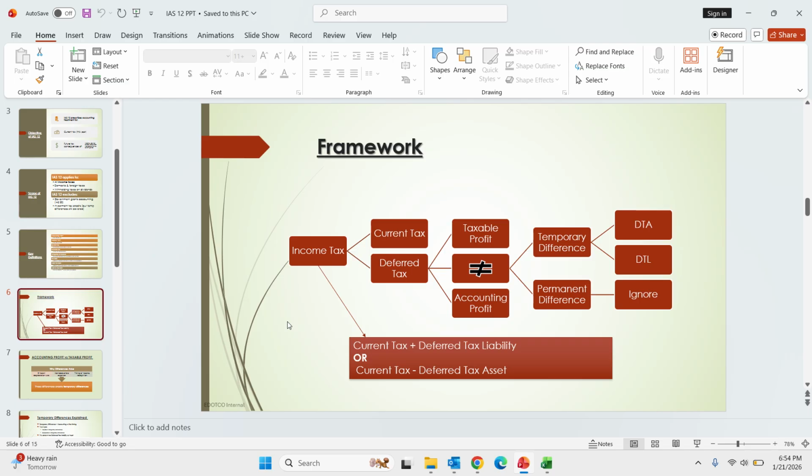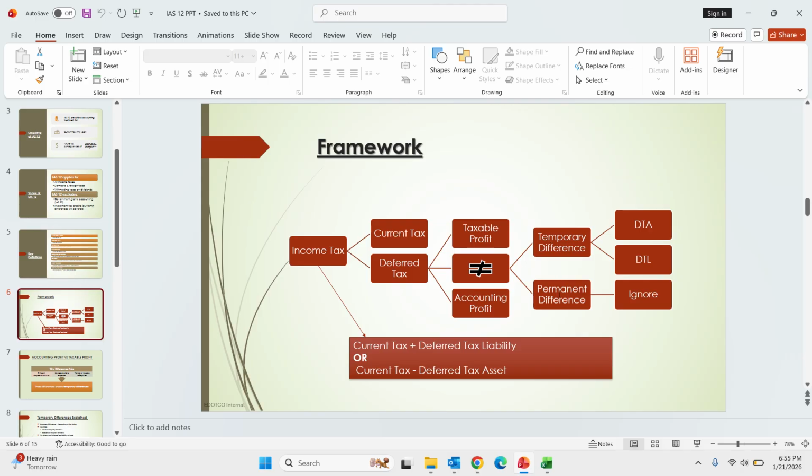So to simplify IAS 12, I have taken a certain framework. This framework shows that income tax is further divided into current tax and deferred tax. Current tax is the tax payable or recoverable for the current reporting period, whereas deferred tax relates to future tax consequences that arise because accounting rules and tax rules do not always treat transactions in the same way, leading to taxable profit not being equal to accounting profit. When this situation arises, we have temporary differences or permanent differences.